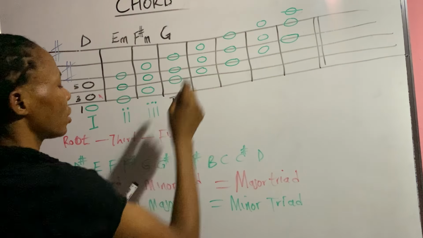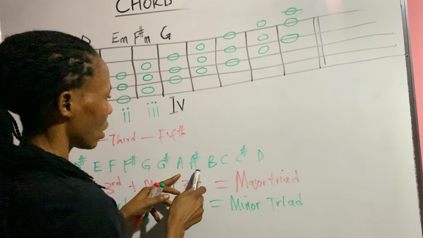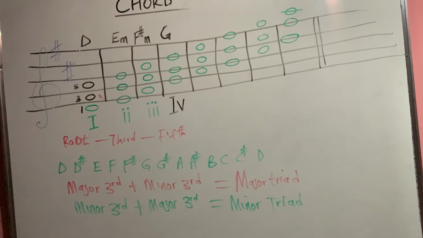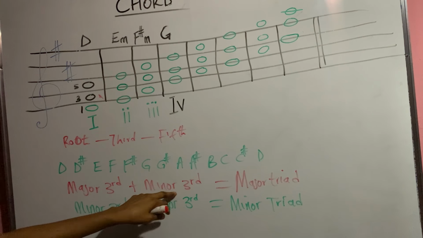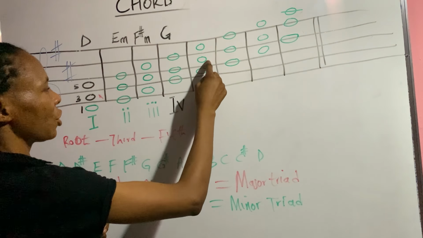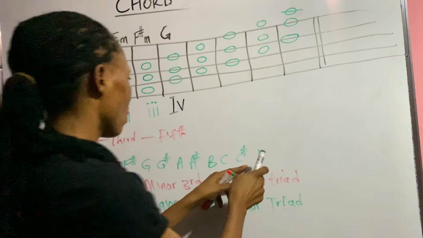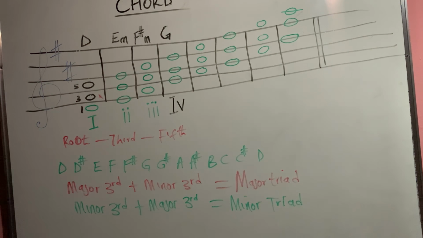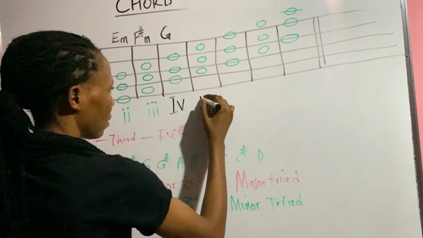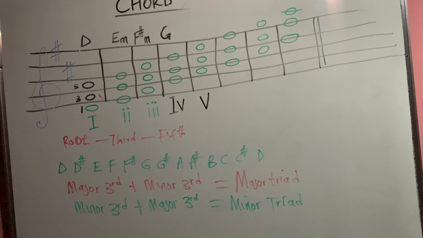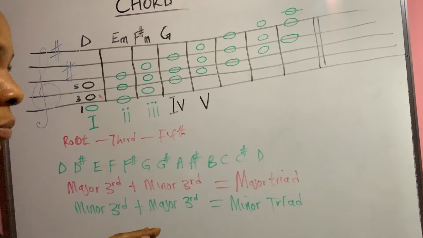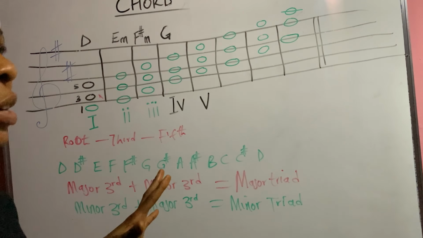This is A to C sharp. A, 1, 2, 3, 4. It's a major third, major triad. Now, C sharp to E. C sharp, 1, 2, 3. It's a minor third. So major plus minor is going to give us a major triad. So that means this chord is a capital letter chord. Now, looking at this, you will see that we've had our primary chords from this scale.